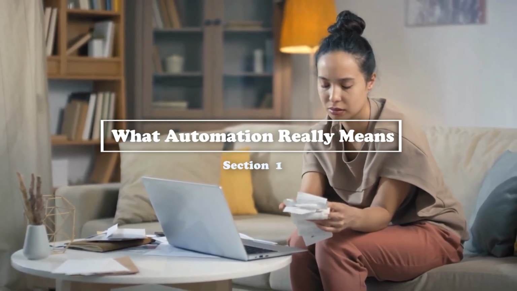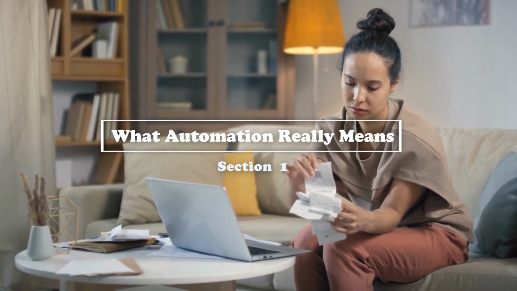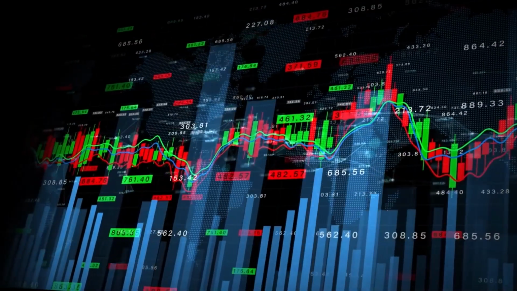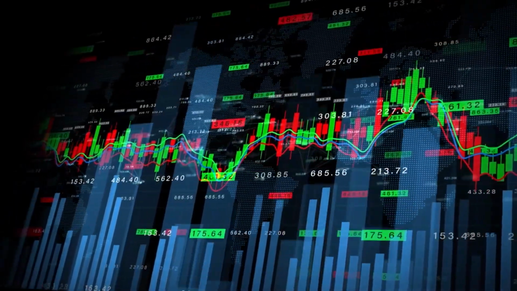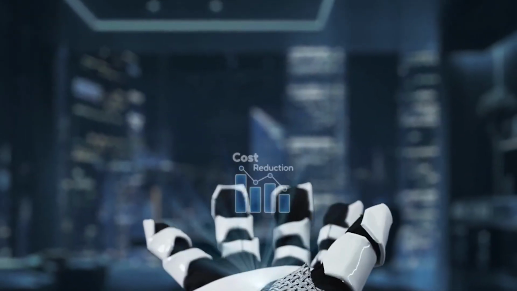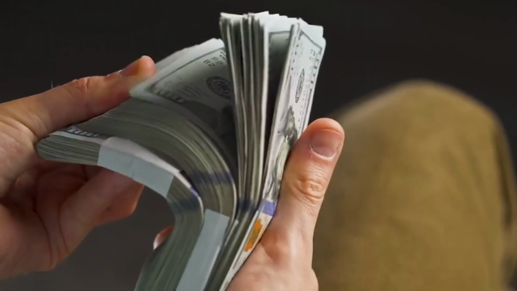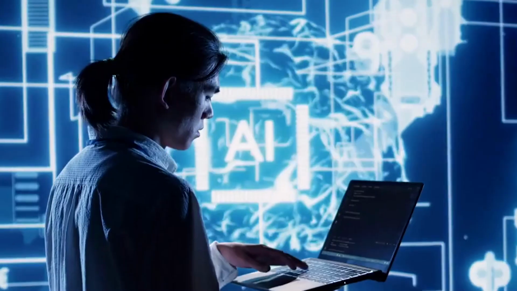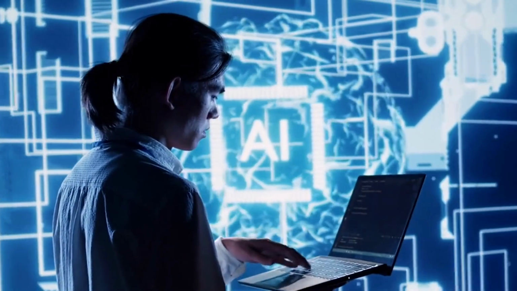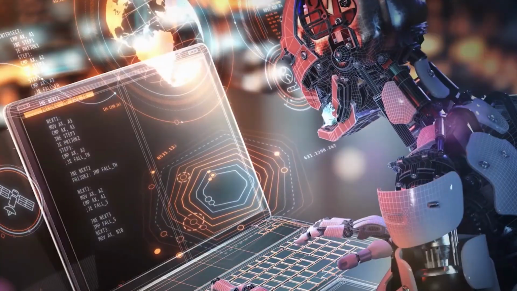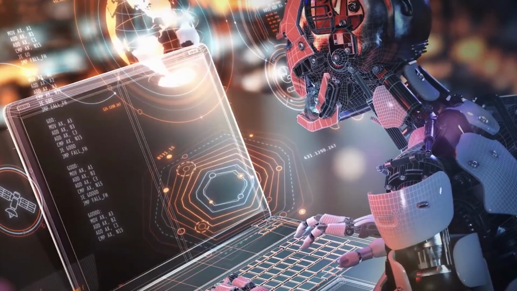Section 1. What automation really means. Every automated income system is built on one principle. Effort does not disappear, it relocates. In traditional work, effort and income happen at the same time. You work an hour, you get paid for that hour. In automated systems, effort happens before income arrives.